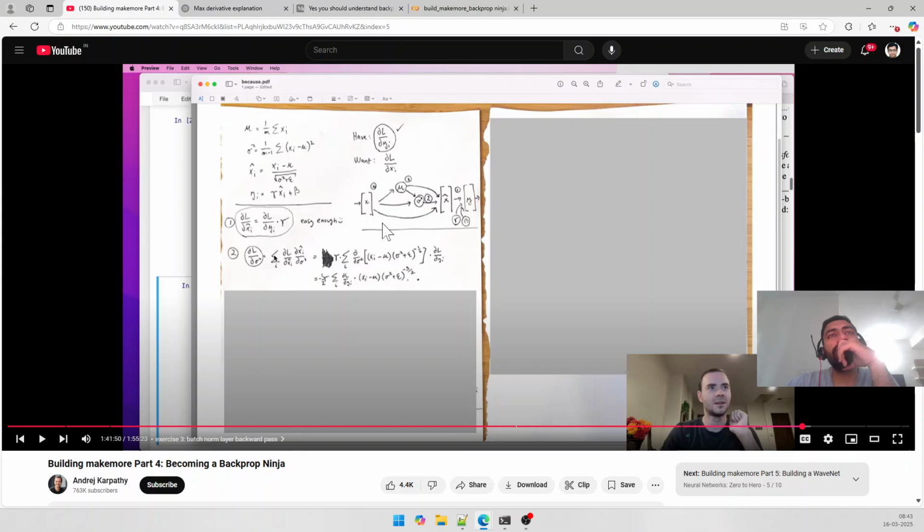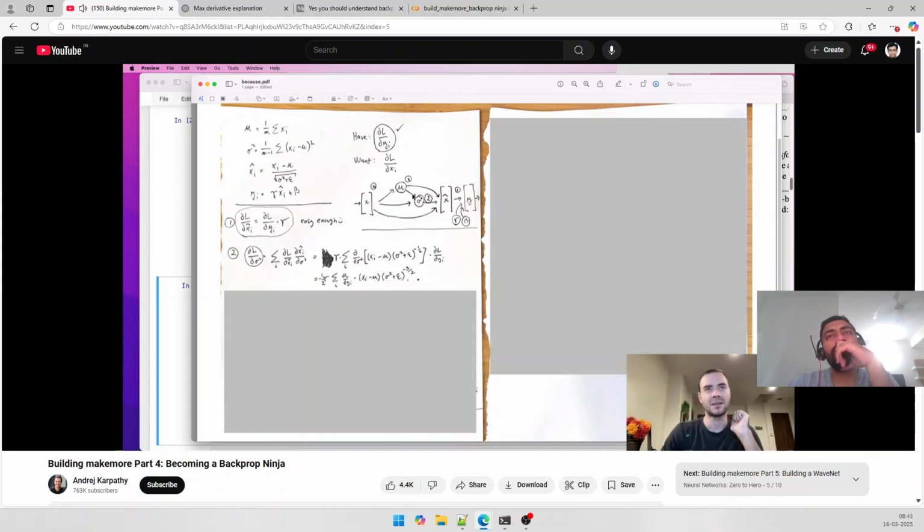For dl by d sigma square. And we're going to be using this expression when we backpropagate into mu and then eventually into x. So now let's continue our backpropagation into mu. So what is dl by d mu?